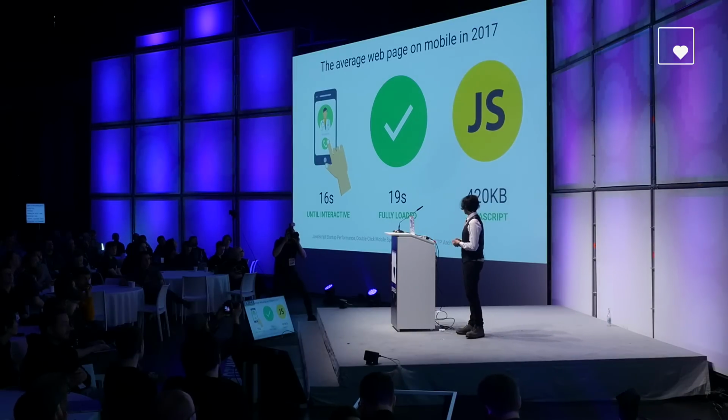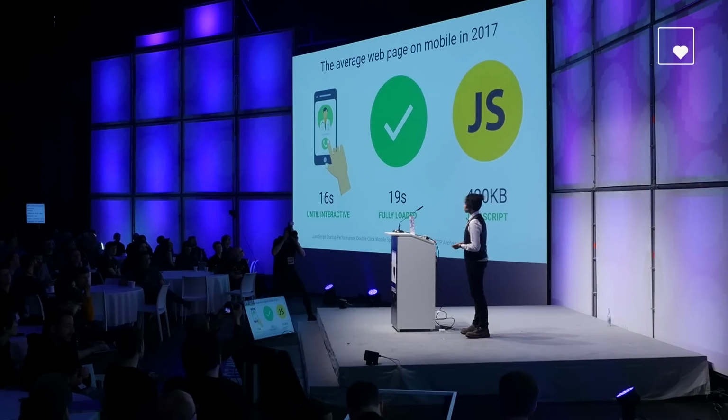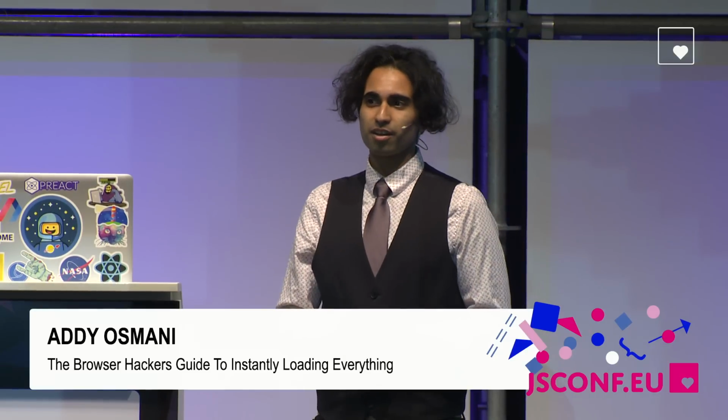Now, we can't really have a conversation about loading without talking about where we're at right now. So this is what the average web page on mobile looks like in 2017, whether it's built with a JavaScript framework or just a static site in many cases. It takes 16 seconds to get interactive on a real mobile device on 3G. Usually takes 19 seconds to be fully loaded. And people mostly send somewhere in the region of 420, 450 kilobytes of JavaScript down the wire.